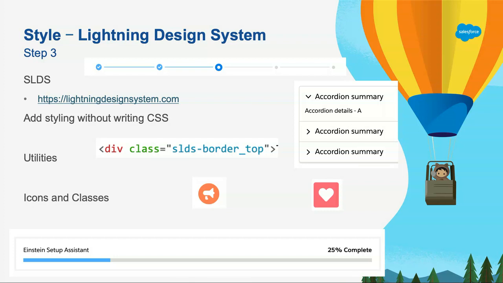So if you don't like what lightning-input is doing, you can get the code for it, upload it to your org, create your own component with the same code, and edit it to your heart's content. Lightning Design System also adds additional styling you can add without having to write the CSS yourself, and some custom utilities you can bring in as well.